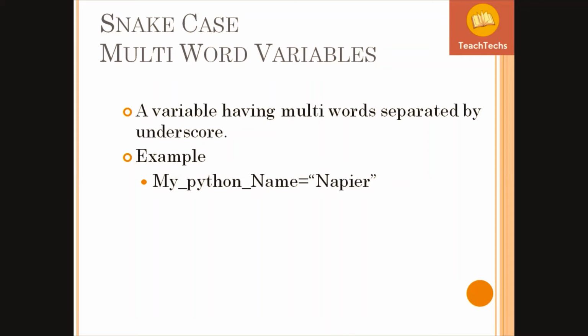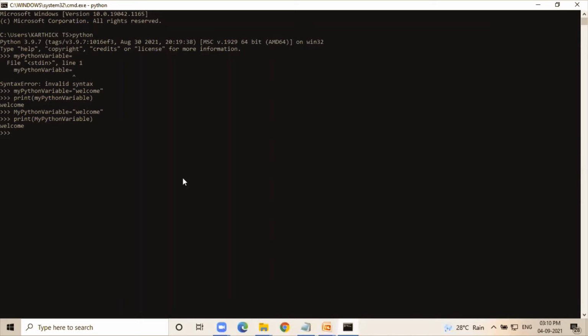Next you have what is called snake case. It's a process of naming a multi-word variable with underscores. So when you have multiple words to name a variable, those words must be separated with an underscore. Such a pattern of naming a multi-word variable, we call it snake case. For example, my underscore Python underscore variable equal to value.